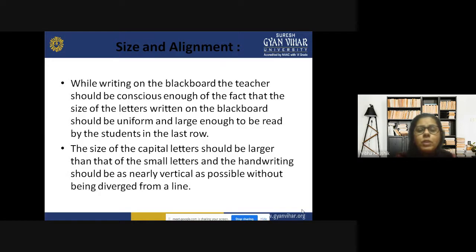The size of the capital letters should be larger than that of the small letters. Means while you are writing on the board, the capital letters should be larger than the smaller letters. And the handwriting should be as nearly vertical as possible without diverging from a line.